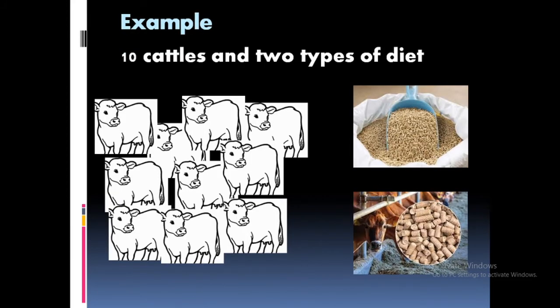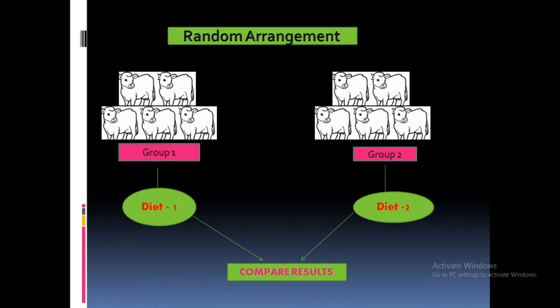Okay. See, this is an example. I have taken 10 cattle and 2 types of diet here, and what is the effect of this diet on these 10 cattle? How will you perform this experiment? You randomly arrange the cattle. I have grouped them randomly into 2 groups, not considering anything, and I am giving diet 1 to one group and diet 2 to another group.